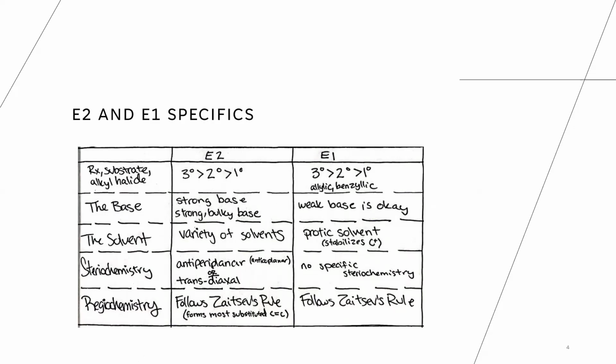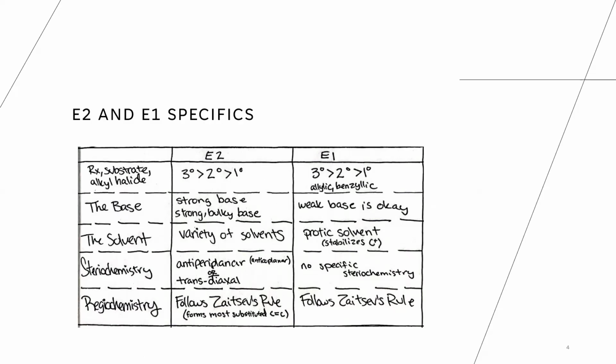Okay. So with the base, with E2 and SN2, one thing you can kind of see is, okay, a strong bulky base is good for E2. We're not worried about steric hindrance here, and the stronger the better. So we want strong bases. We're cool with the bulky bases. If you see a really bulky base, it's probably an E2 reaction. Whereas in E1 reactions, a weak base is okay. It actually favors a weak base reaction.